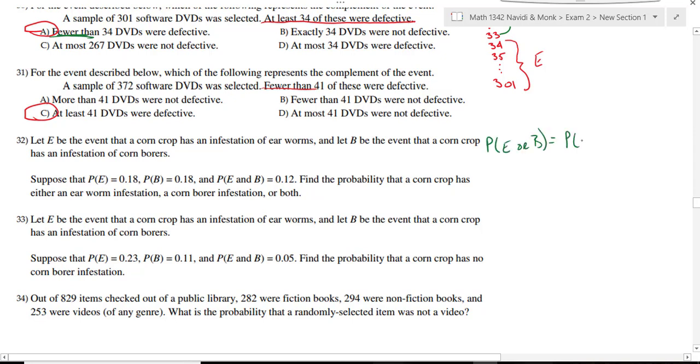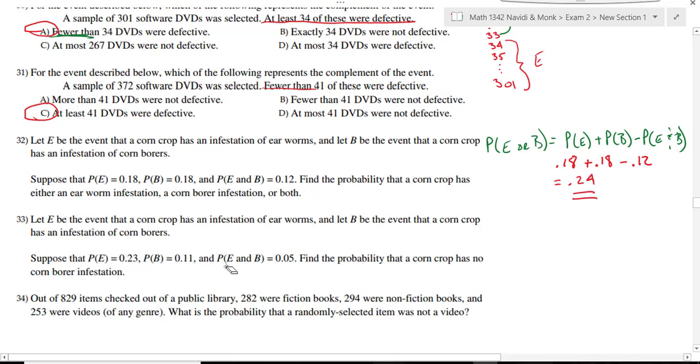That's the probability of E plus the probability of B minus the probability of E and B. This is the same formula we had before for calculating probabilities of compound events. So using this formula, I would say that this is equal to 0.18 plus 0.18 minus 0.12. And that should be equal to 0.24. Number 33, same setup.